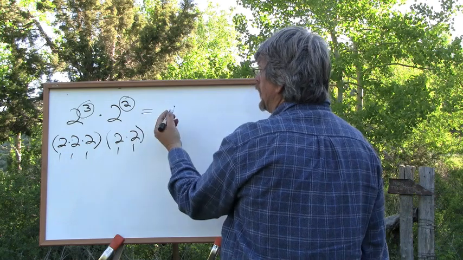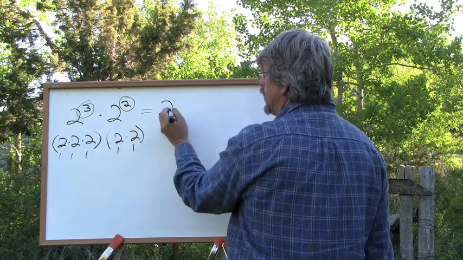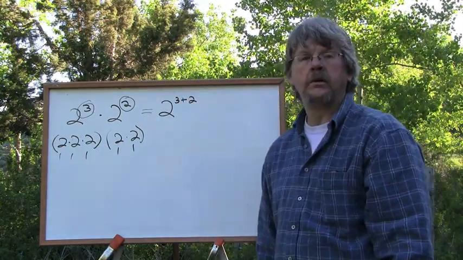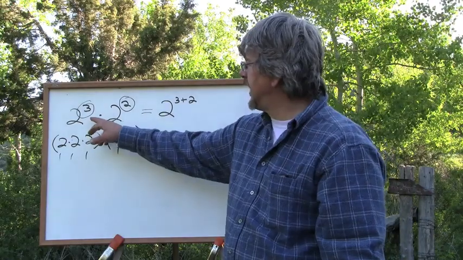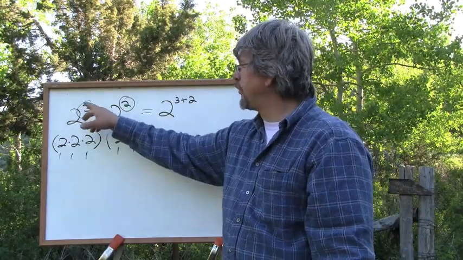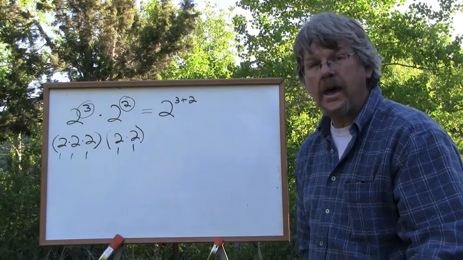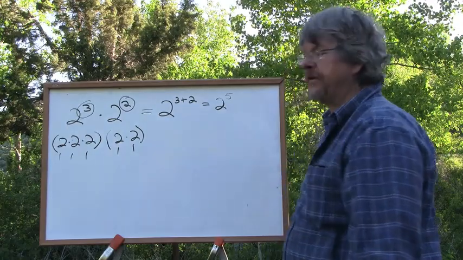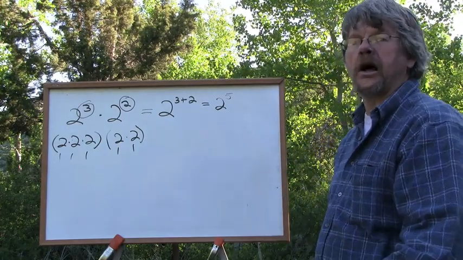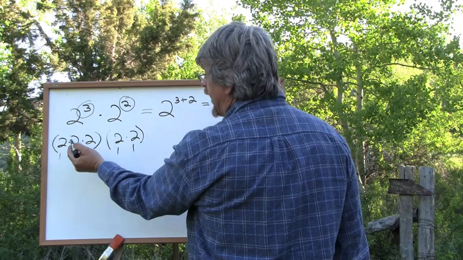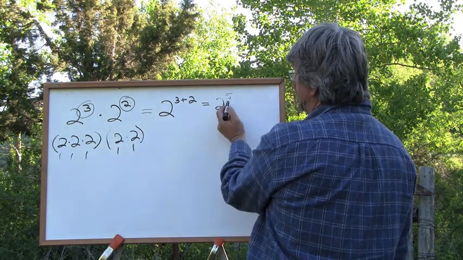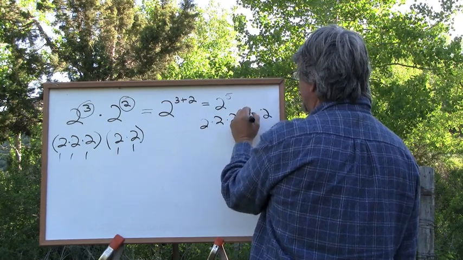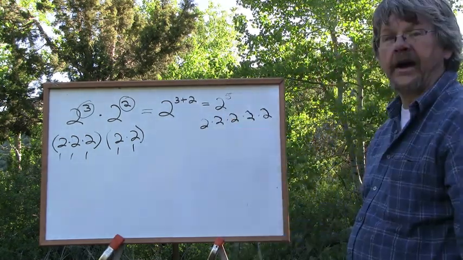Again, 5 2's. So that this becomes 2 to the 3 plus 2 power. When we're multiplying numbers together with exponents, the same base with different exponents, we add the exponents. This equals 2 to the 5th. And that makes perfectly logical sense because we have 5 2's. 3, 4, 5. We have 5 2's with that.